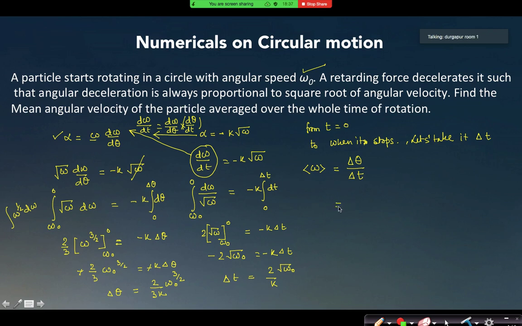Now I can calculate what is average omega by just dividing delta theta with delta t. So that is 2 by 3k omega naught root over of omega naught divided by 2 by k root over of omega naught. So 2 by k will get cancel out, root omega naught gets cancel out. So your answer should be omega naught by 3.